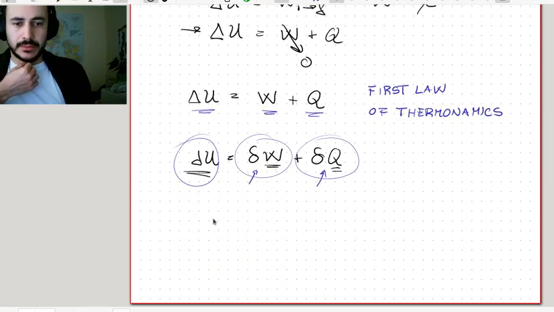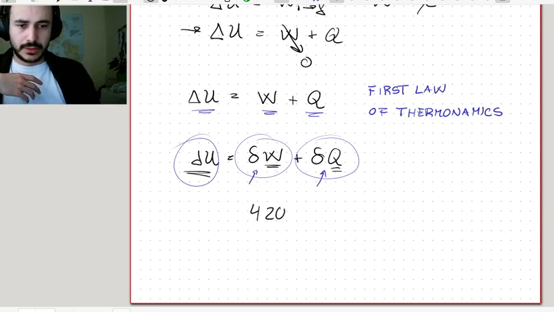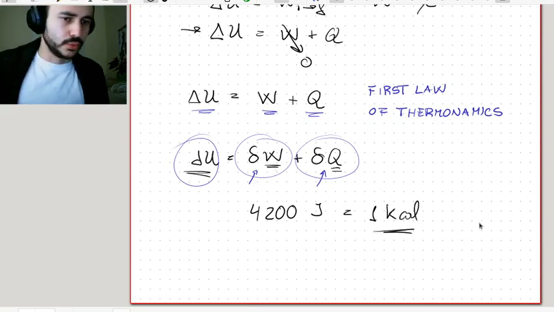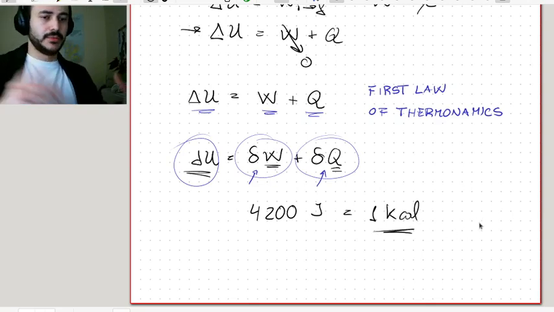And therefore, he calculated the work that is equivalent to 1 kilocalorie, and this is 4,200 joules. This is equal to 1 kilocalorie. So kilocalories are actually joules. It's another way of measuring work. Okay.